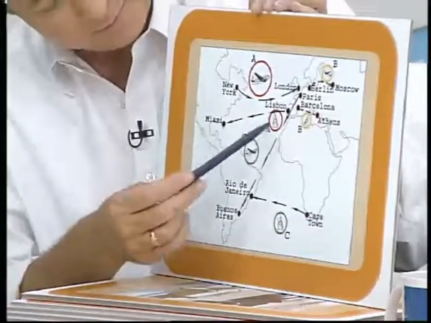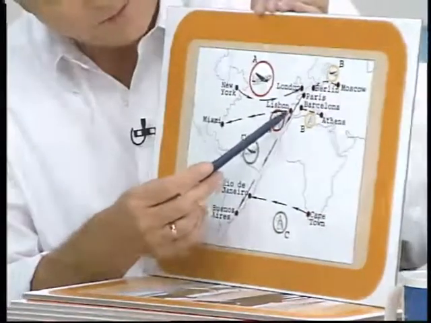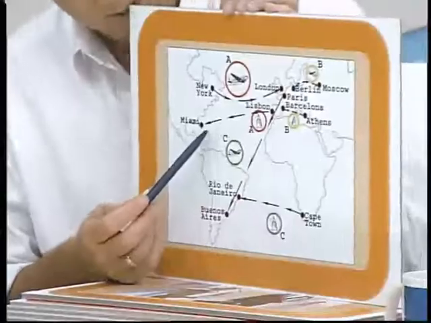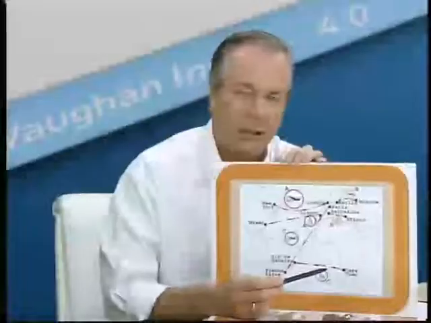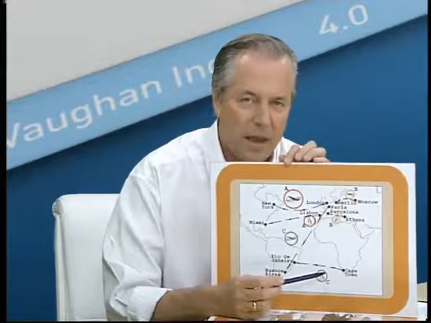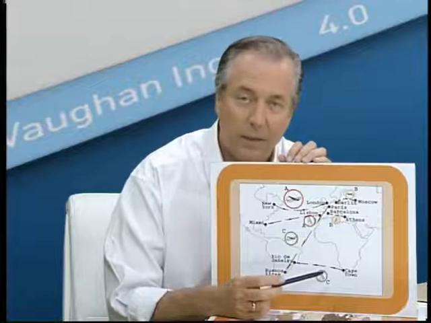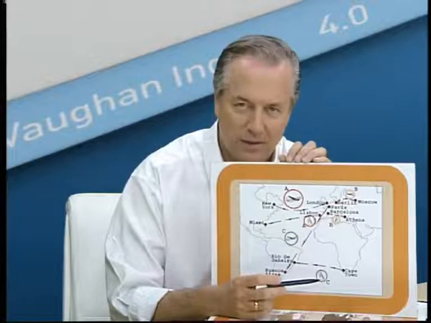And this ship, Ship A, is going from Lisbon to Miami. Miami is a city in the United States. It's a big city, it's not a small city. And Lisbon is a city in Portugal. It's also a big city. It's not a small city.